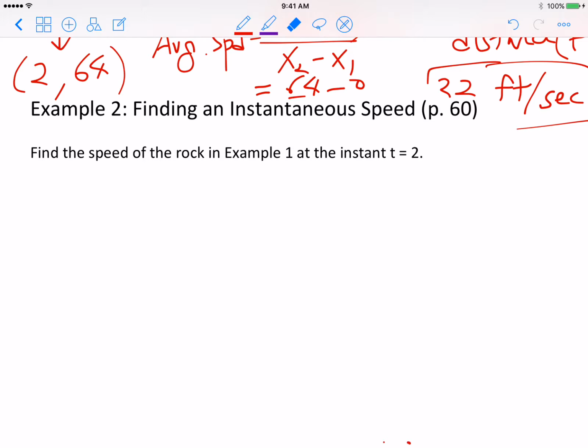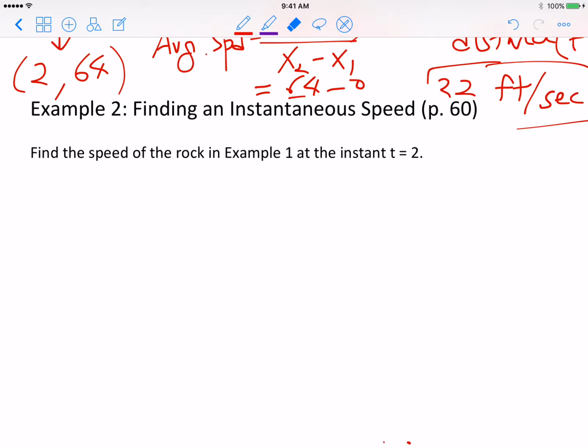All right, here's example 2. This is on page 60. Example 2 is a problem that has to do with finding the instantaneous rate of change, or something that we call the instantaneous speed, as opposed to an average rate of change, which had to do with finding the slope of 2 points.